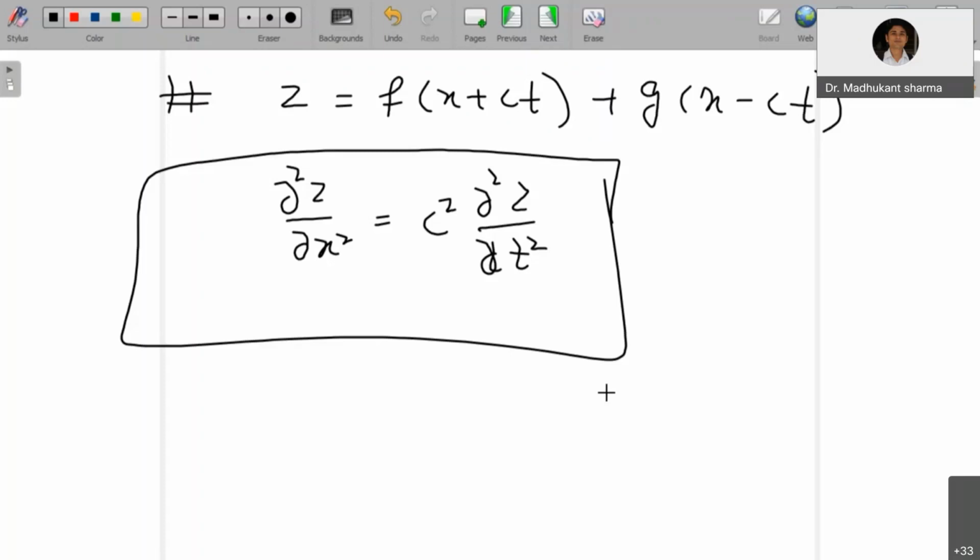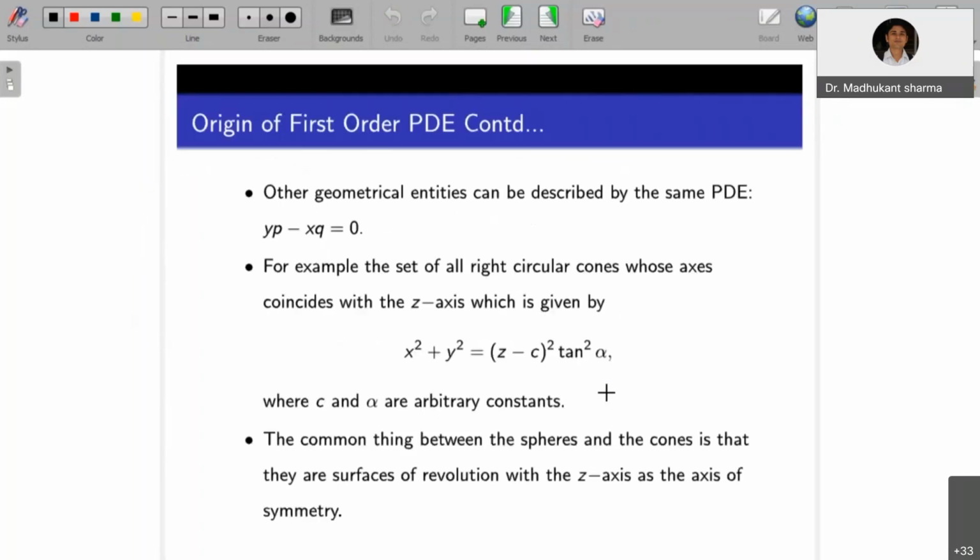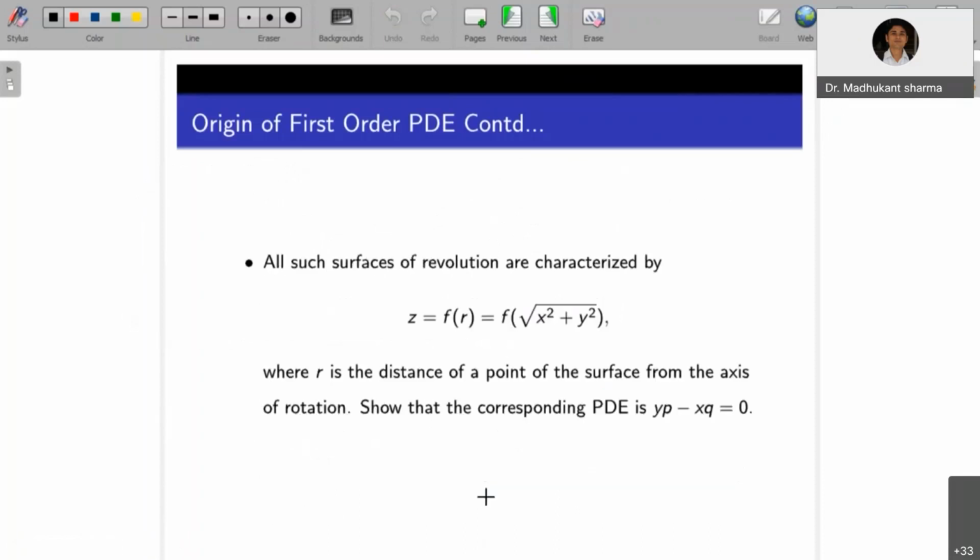Whatever we have discussed is what is written here. The common thing between the spheres and the cone is that they are surfaces of revolution with the z-axis as the axis of symmetry. All such surfaces of revolution can be characterized by the following equation, and you can show that the corresponding PDE is this.